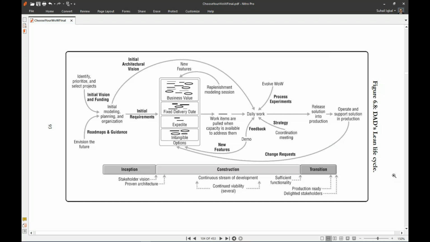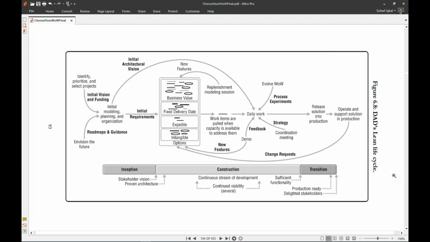Then work items are pulled when capacity is available to address them. Say in your daily work, the capacity is 3 tasks a day. So you will pull in 3 tickets and you will perform them. And as soon as 1 ticket is done, only then a new ticket would be taken up. At any one time, there will be only 3 tickets being worked on, work in progress.